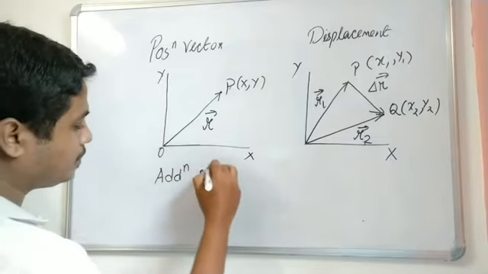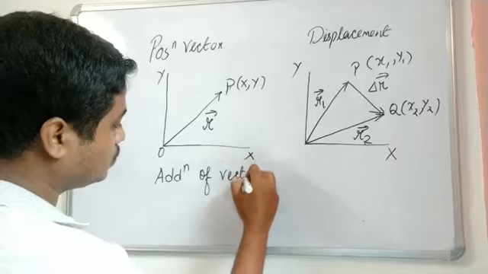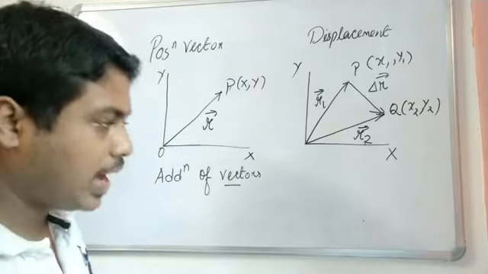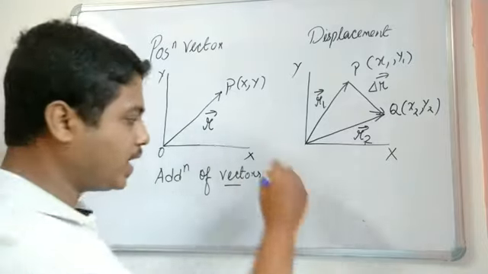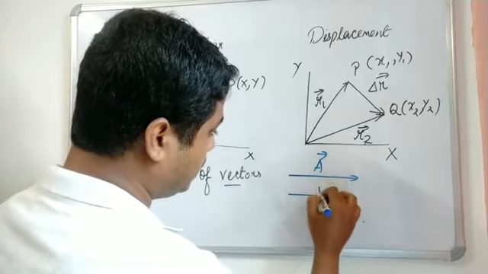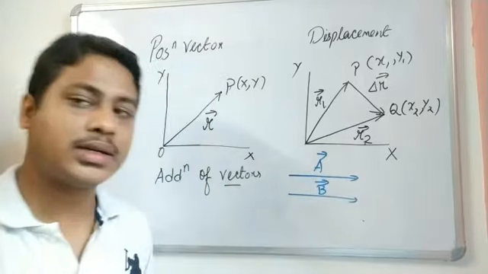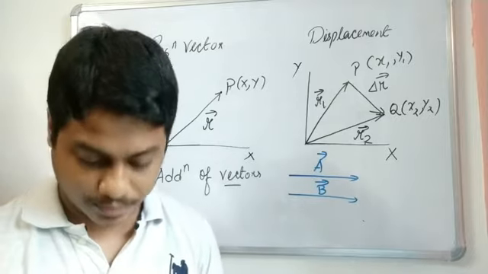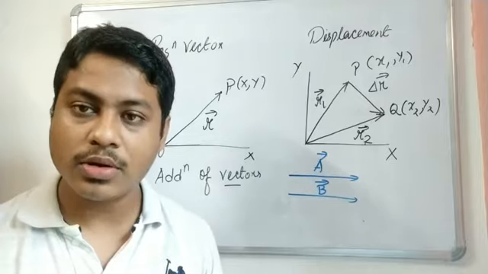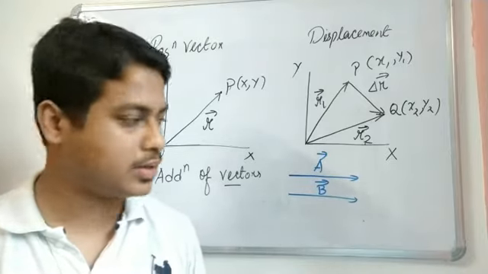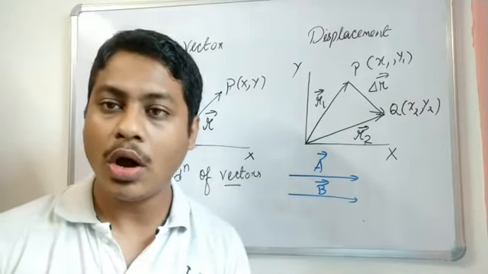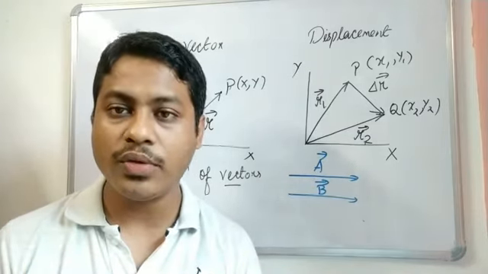Addition of vectors. Now suppose, for the addition of vectors, I am giving you two vectors, vector A and vector B. Suppose these two vectors are collinear vectors. They can be equal also, or negative also, which we'll be discussing afterwards. We are considering collinear vectors, and according to the rule of addition of vectors, how do we add these two vectors? You see.